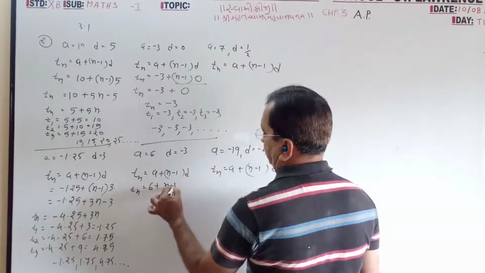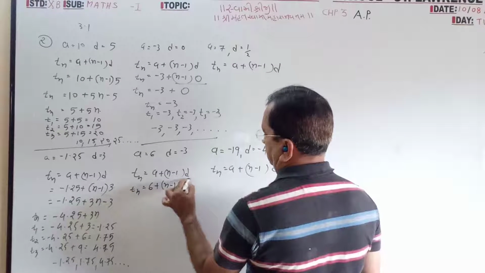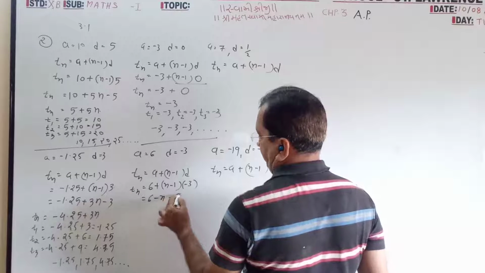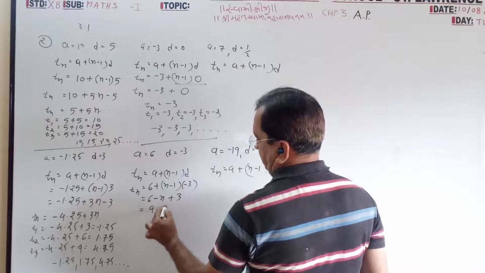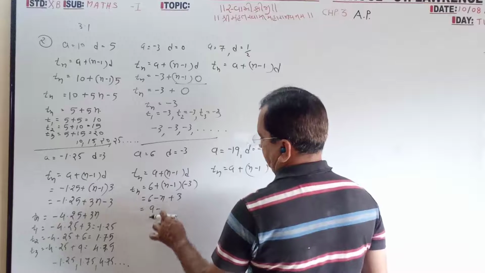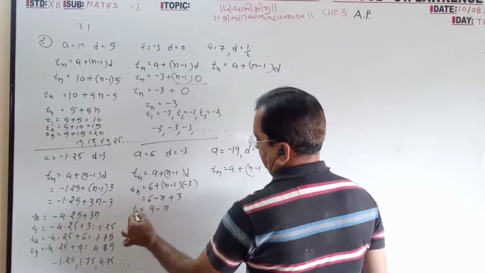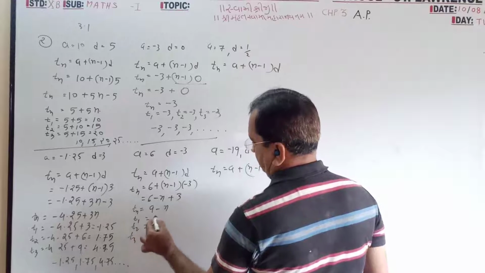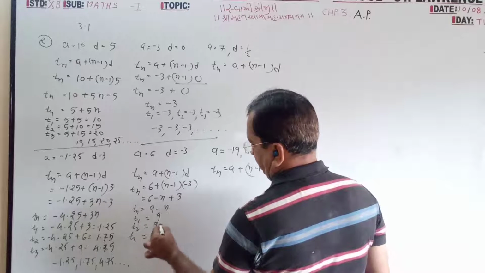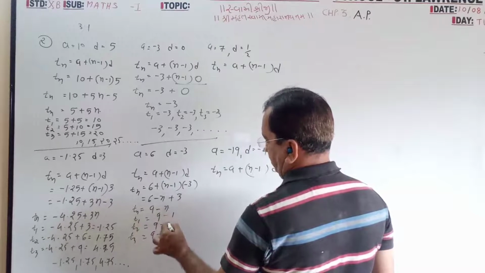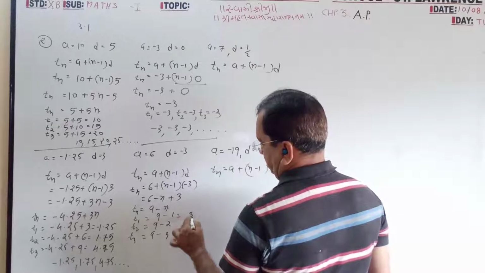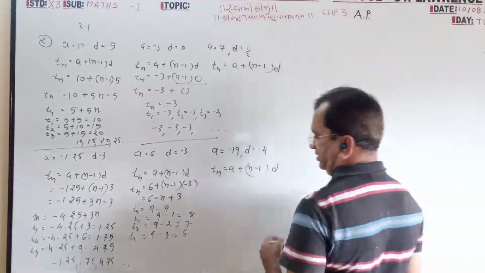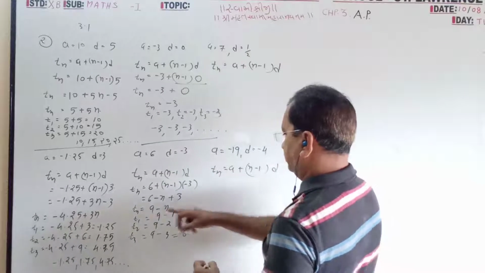Six plus n minus 1 times minus 3. 6 minus 3n plus 3, 9 minus 3n. Now T1, T2, T3. 9, 9, 9, minus, minus, minus. T1 means 1, 2, 3, 8, 7. It is decreasing.